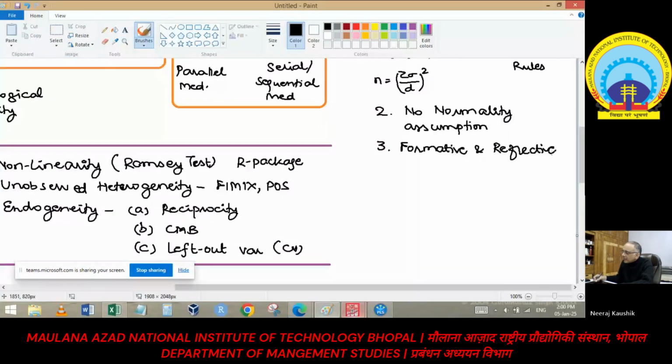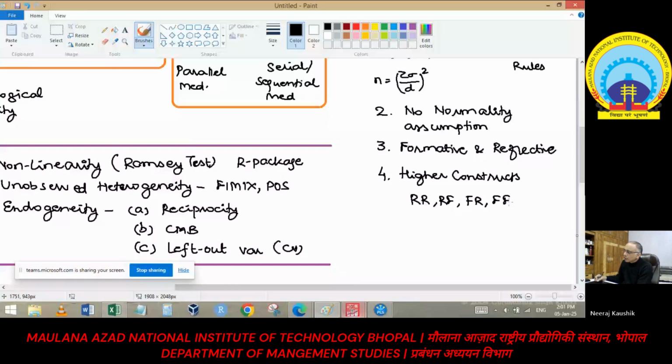Fourth, we can very comfortably handle the higher order constructs. There are four types: reflective-reflective, reflective-formative, formative-reflective, and formative-formative. AMOS can handle only the first, reflective-reflective. Since AMOS cannot handle formative, the rest of the three versions it will not be able to handle. SmartPLS can handle all of such things very comfortably.